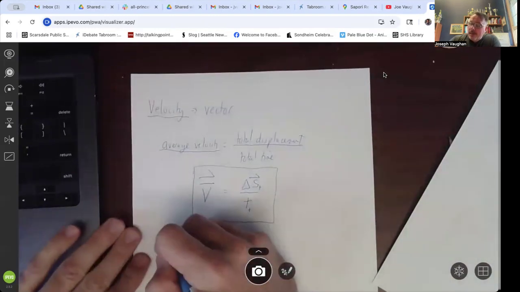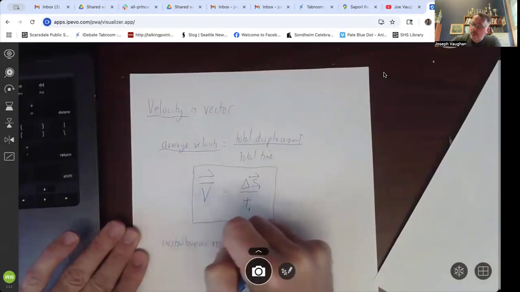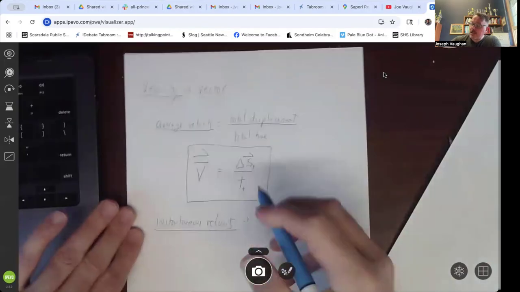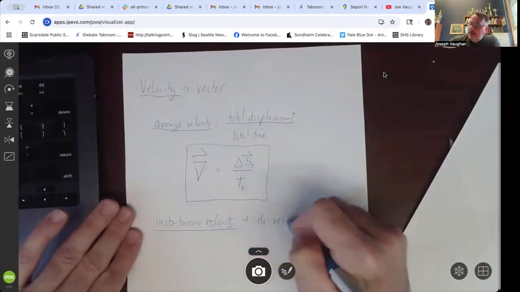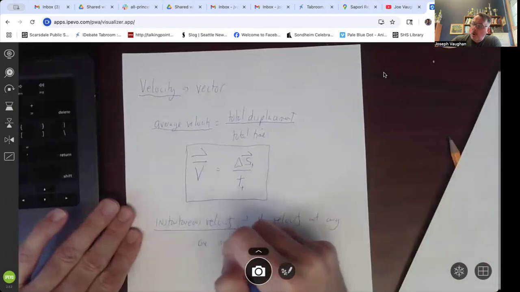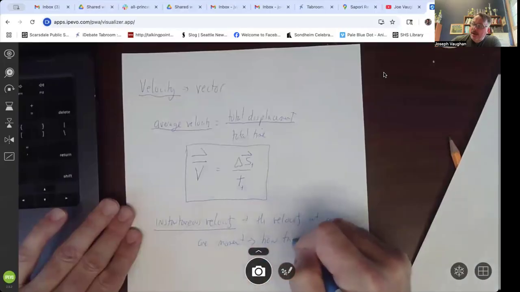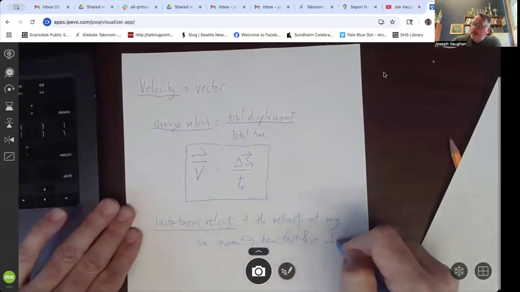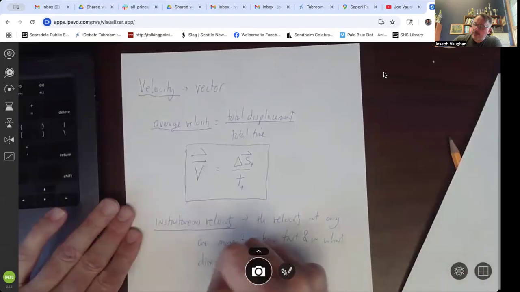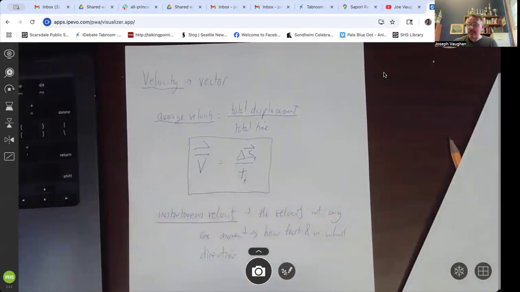Okay, so then what is instantaneous velocity? This is going to be the velocity at any one moment, right? So in other words, it's going to answer the question, how fast and in what direction? Okay, and then we'll come back to a definition for velocity now.